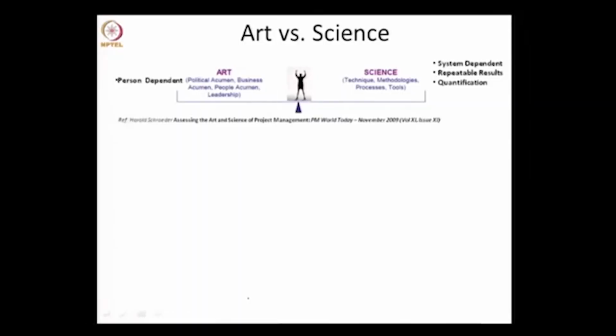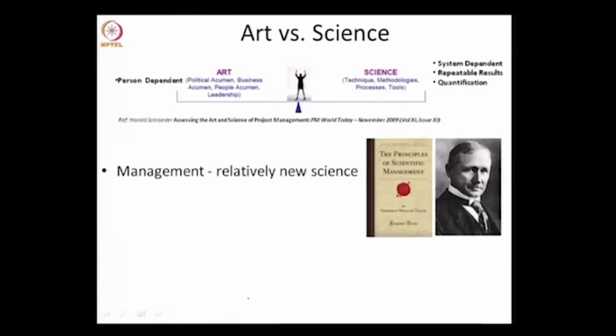So we understand we need a balance, and if you look at management, it is a relatively new science. So you find there is an area called management science, there are journals called management science, which really looks at management from a scientific perspective. If you go back, this is Taylor, whose Principles of Scientific Management was the first book we all know of. Before Taylor there were people who were practicing science, but it was not as publicized as Taylor's work.